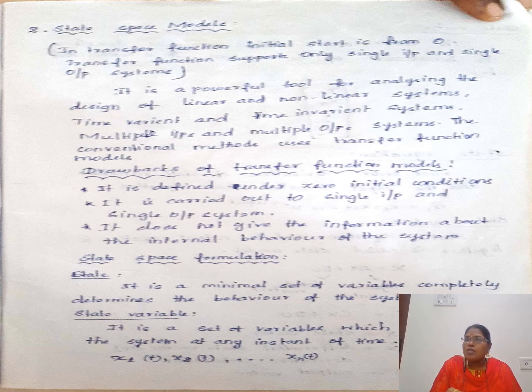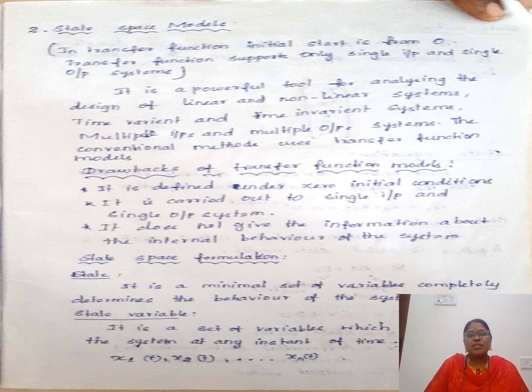This can be overcome by using a state space model. It is not necessary to use it only for initial conditions. We can use it for multi-input and multi-output systems. And the internal behavior of the system can be understood with the help of the state space model by assigning each thing as one state variable. That we will see one by one now.